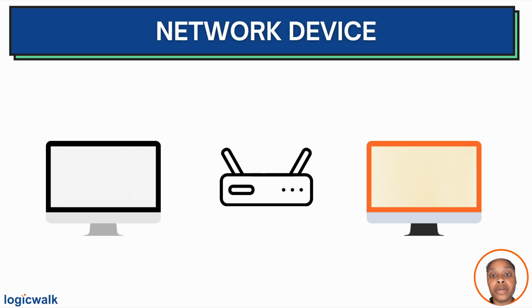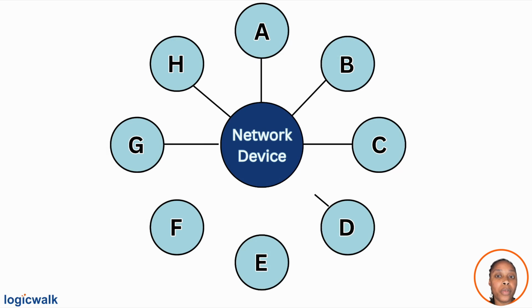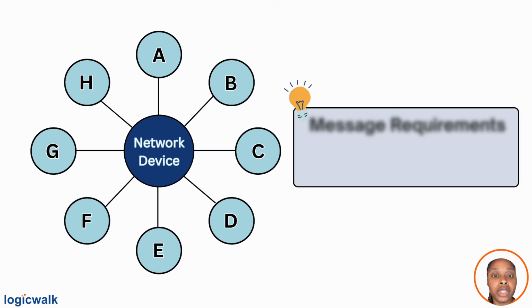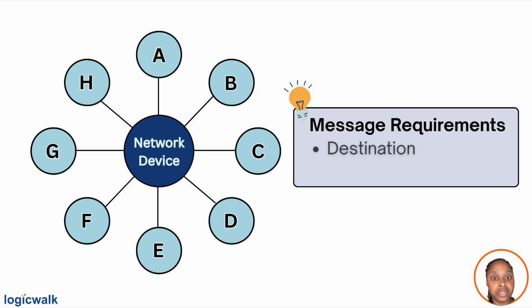Instead of directly connecting computers, we can connect the computers to a network device. In this network setup, all 8 computers connect to a single network device, using just 8 cables instead of the 28 required for a full mesh setup. When one computer sends a message, it includes two things. First, the destination, so the network device knows which computer should receive it, and then a source, so the recipient knows where to send its reply if necessary. The network device reads the destination and forwards the message only to the correct computer.